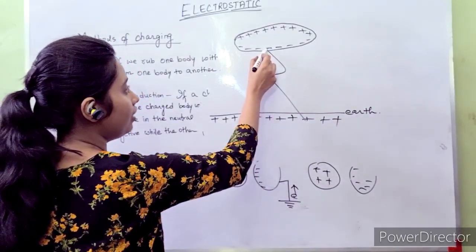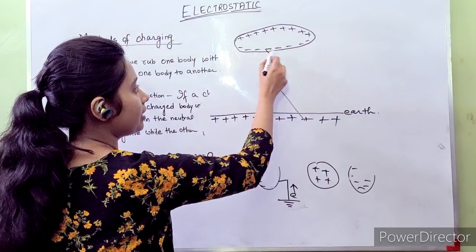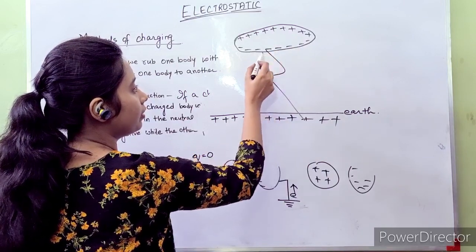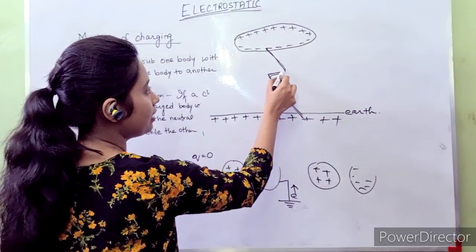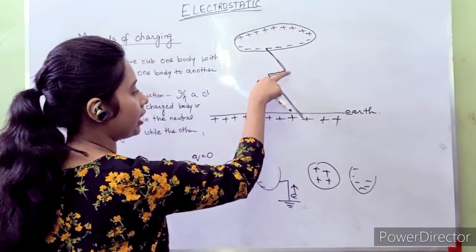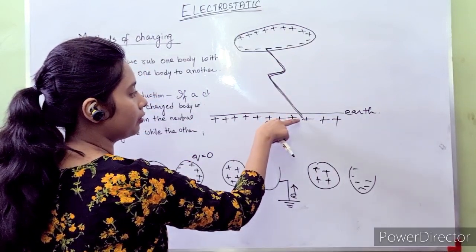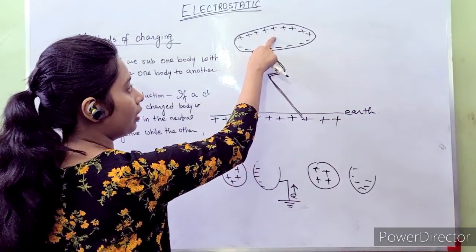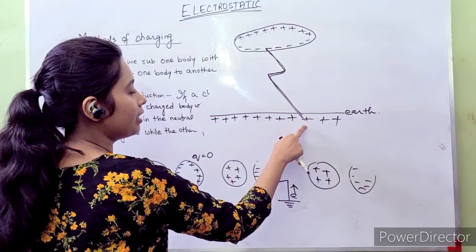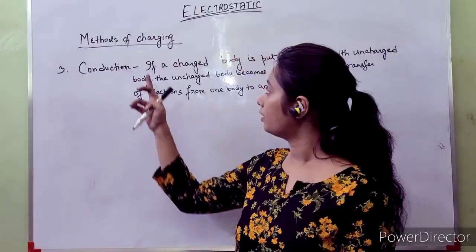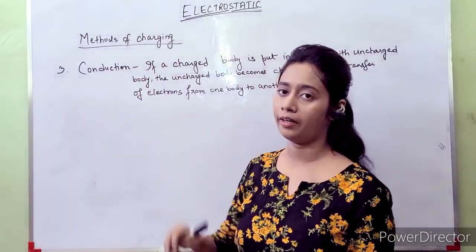Now, while transferring the excess amount of charge, lightning is seen. This lightning is actually the transfer of electrons from the cloud to the earth. This is seen as lightning. The third method of charging is conduction.